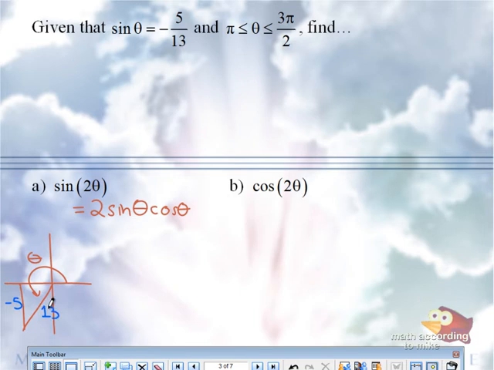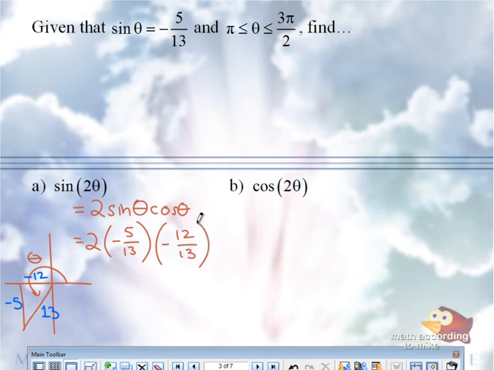So what number is adjacent? Negative 12. Why does it have to be negative? Because we're in the 3rd quadrant. Good. So based on this picture, what is cosine? Negative 12/13. Very good. So this will equal 2 times, we were told that the sine is negative 5/13. And based on the picture, we now found cosine to be negative 12/13.